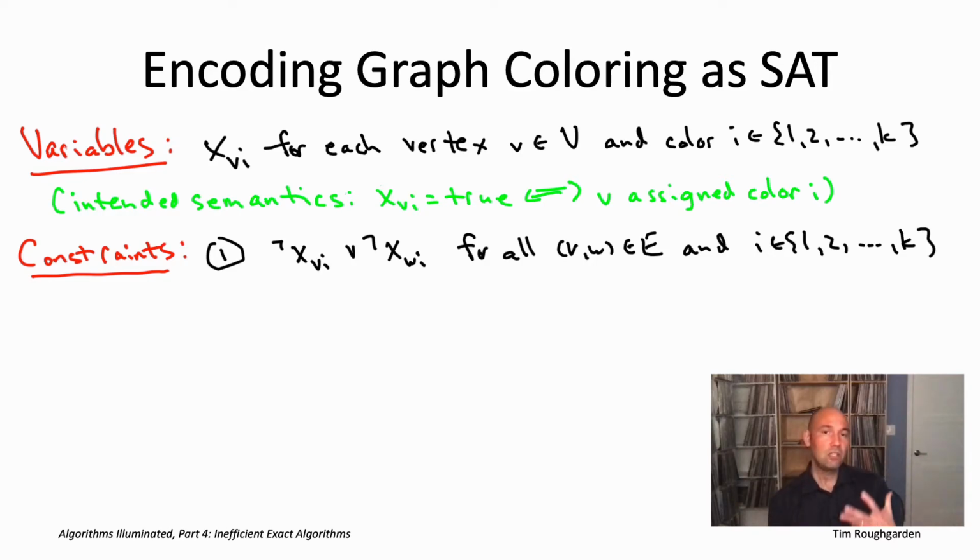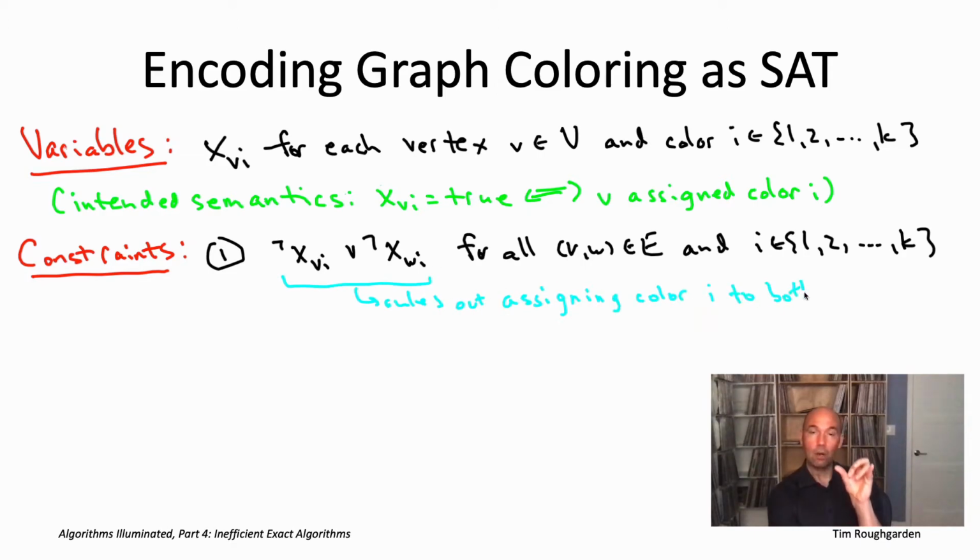So this constraint is basically requesting an assignment of false to x sub v,i, and also it's requesting an assignment of false to x sub w,i. So the one way you can make this constraint not satisfied is by setting x sub v,i and x sub w,i both equal to true. And that exactly corresponds to the case where both endpoints of the edge have the color i.